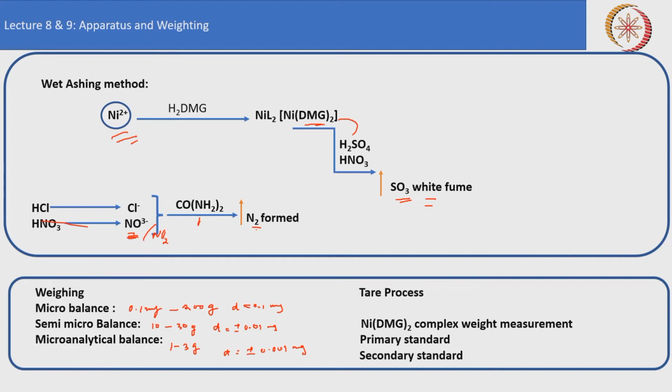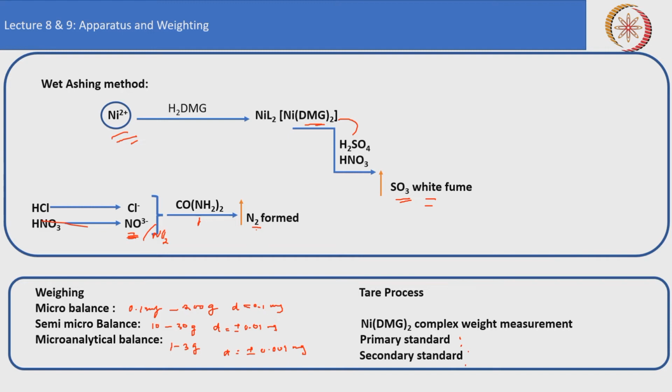And then we have learned about the nickel DMG complex, how after filtration of the nickel DMG complex, we have to dry the sample, and then we have to measure it 2-3 times. If the weight is coming constant, then that weight we have to take.